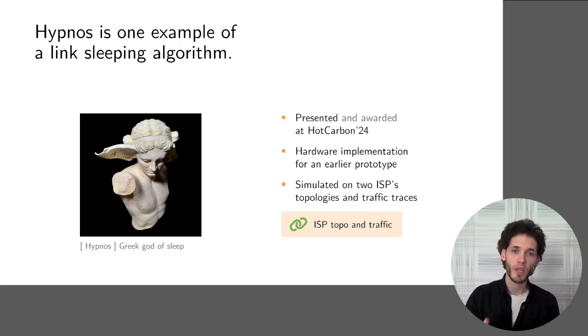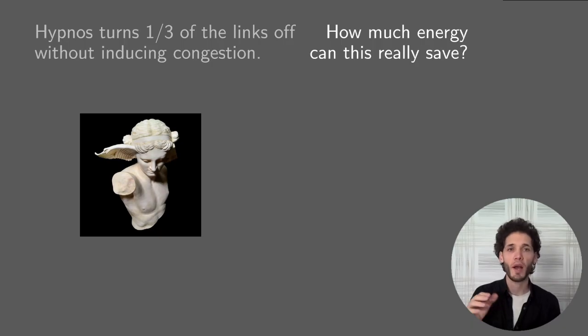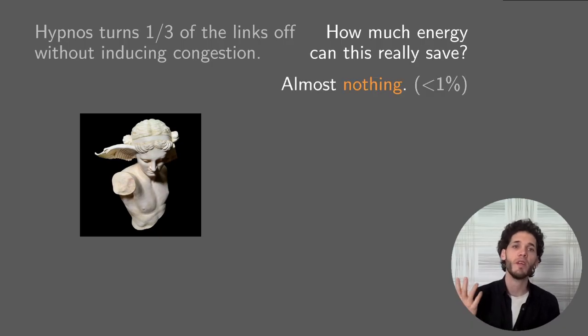In this work, we use as a case study one of our own proposals for energy optimization. It's called Hypnos. The only thing I want to highlight here is that we did the evaluation of this algorithm on actual real ISP topology and traffic traces, which are publicly available along that link if you're interested in using them as well. The bottom line is the outcome of this evaluation is that Hypnos can turn off about 1/3 of the links in the entire network without inducing any congestion. Right? Now, by applying the power model, we can estimate how much energy that would save, and the answer is almost nothing.